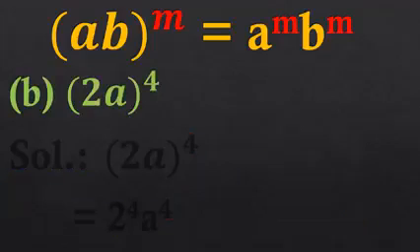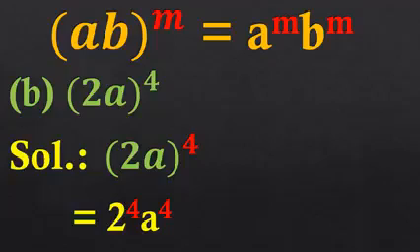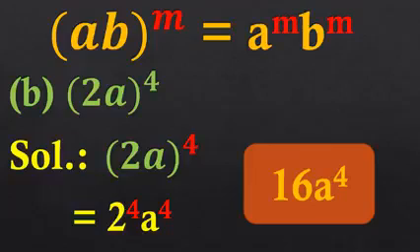Letter B, we have the 4th power of 2a. So again, the rule is distributive. We will distribute the power to each term na nasa loob ng parentheses. So the 4th power of 2a is the same as 2 raised to the 4th power times a raised to the 4th power. Then we will simplify 2 to the 4th power, that is 2 times 2 times 2 times 2. And the answer is 16. And copy the a raised to the 4th power. Hence, the 4th power of 2a is equal to 16a to the 4th power.